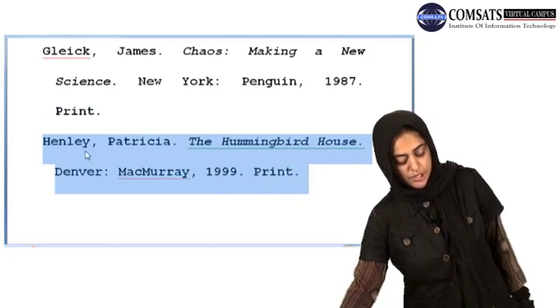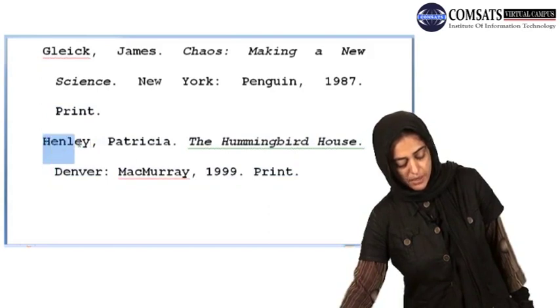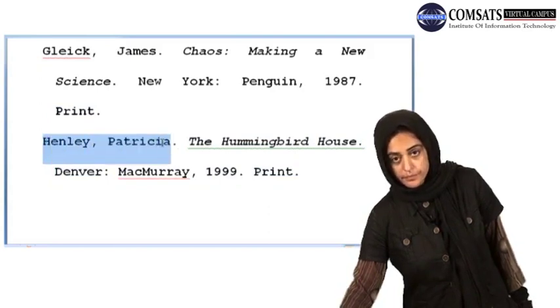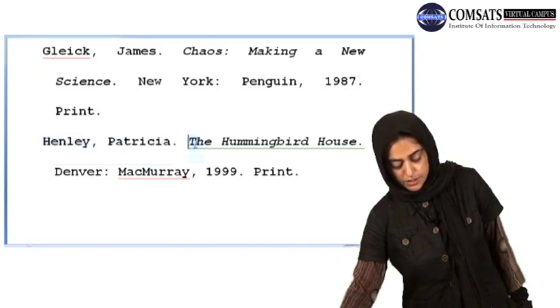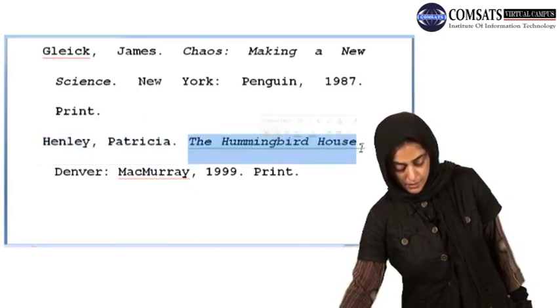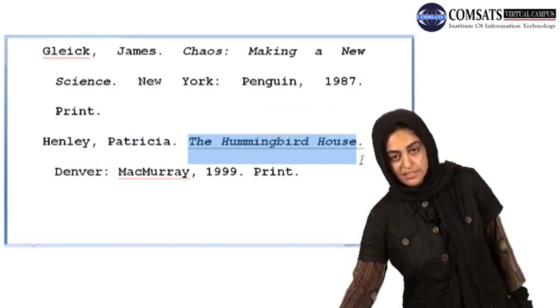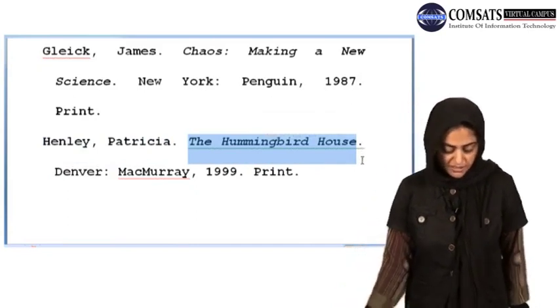This is Henley Patricia. The last name of the author is Henley, comma, Patricia, the first name, and then dot. Then, dear students, in front of you, the Hummingbird House. It's the title of the book. And why do I say that it's a book?